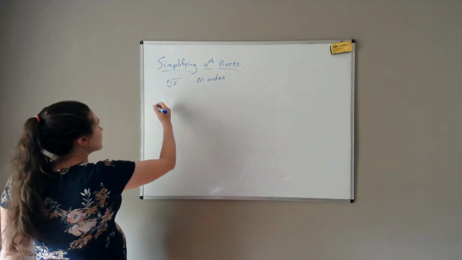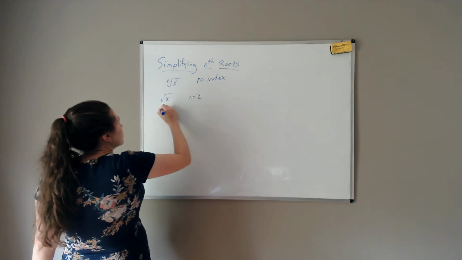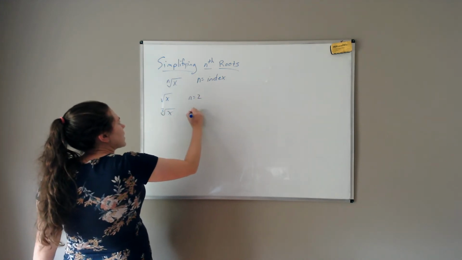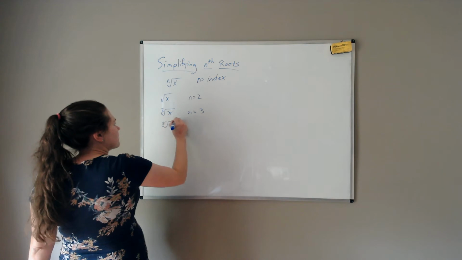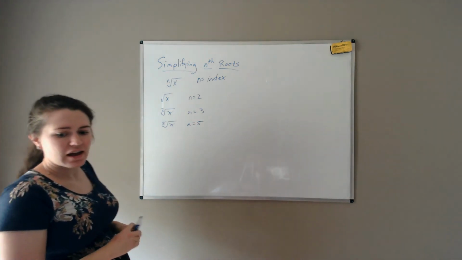When you don't see one, it's the second root, right? So the square root of x, what is n? n is 2. If you had the cubed root of x, what is n? 3. If you had the fifth root of x, what is n? n is 5. Okay, so you'd be taking the fifth root of x.